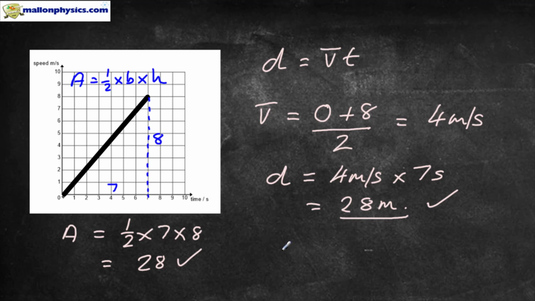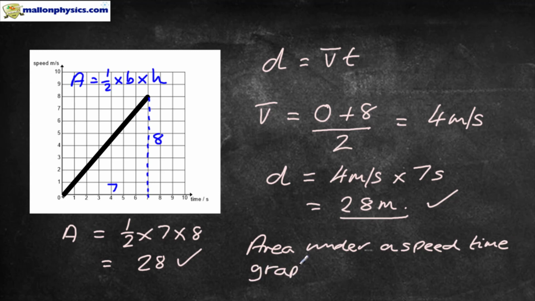So once again we can state our theory that the area under a speed time graph is going to be exactly equal to the distance gone. Let's look at another example.